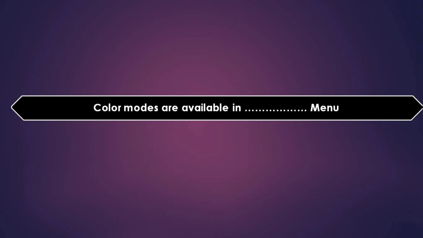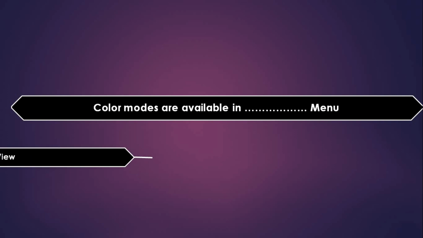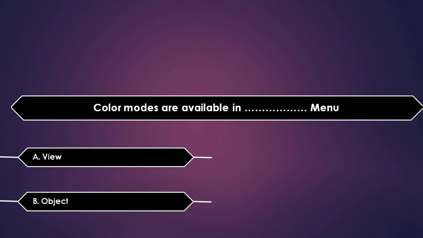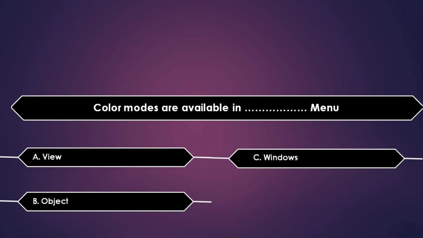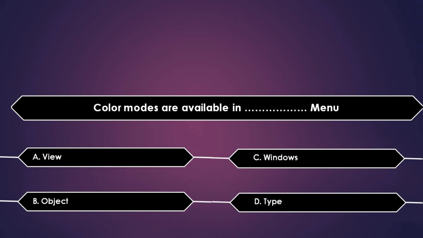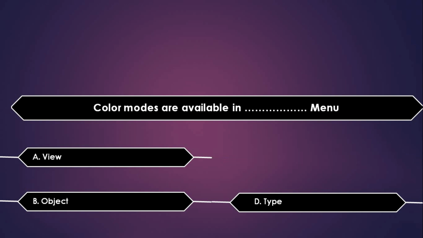Color modes are available in dash menu. A. View, B. Object, C. Windows, D. Type. Color modes are available in Windows menu. The right answer is Windows.